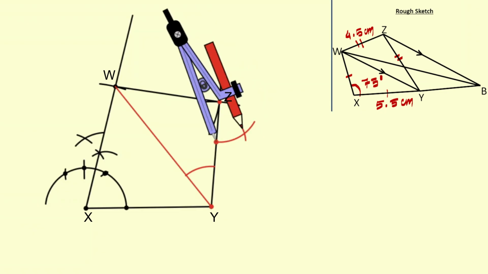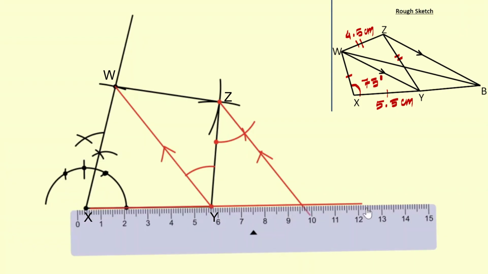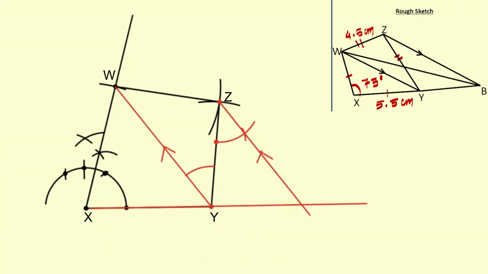See? Now I'll make a line segment that passes through this point. Now I'll produce this line segment. See? And I got point B. Finally, I have to join W and B.